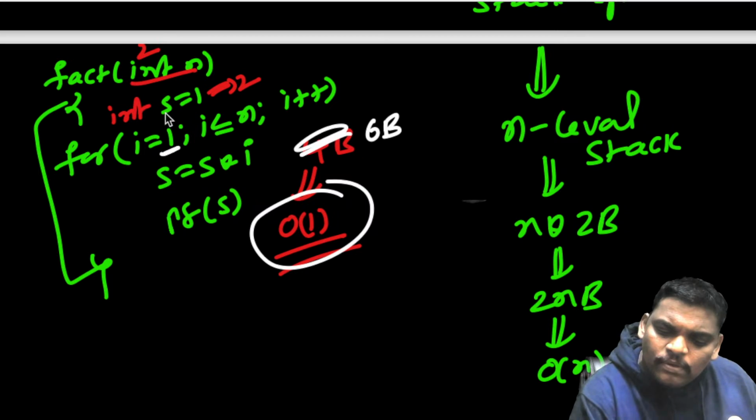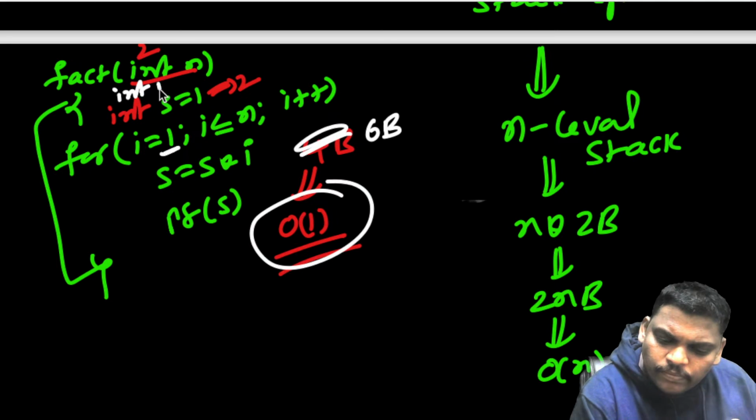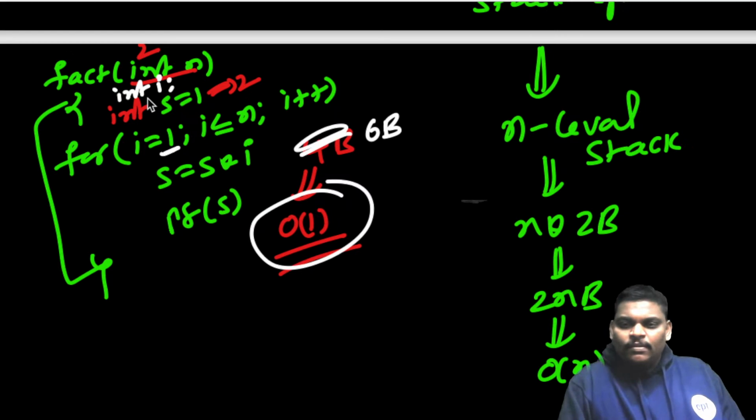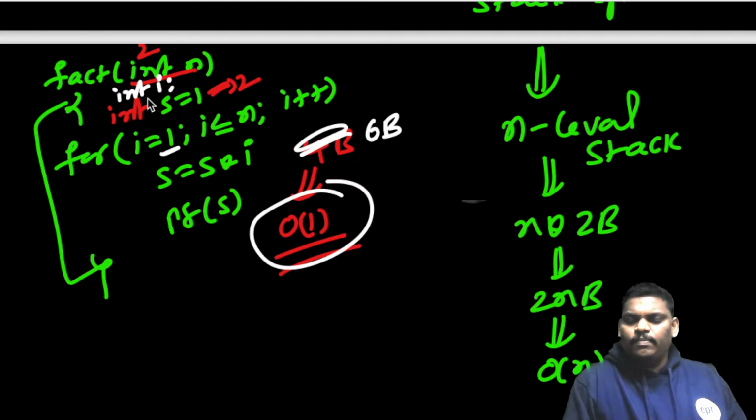So let me write now. Int S, int I also. Finally it is the same: int I, int S, int N. Totally 3 variables, 6 bytes. So order of 1. You are correct, Sai.